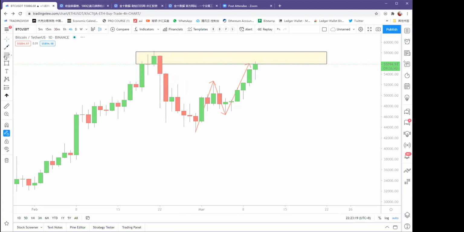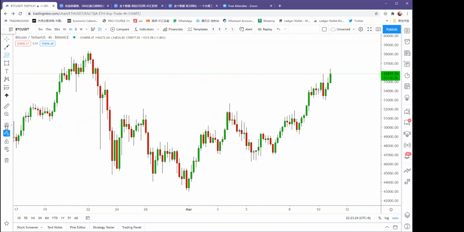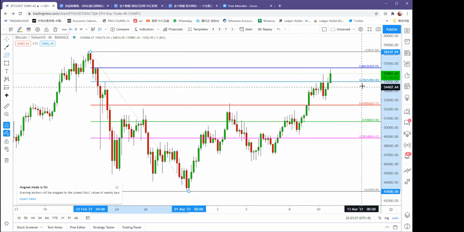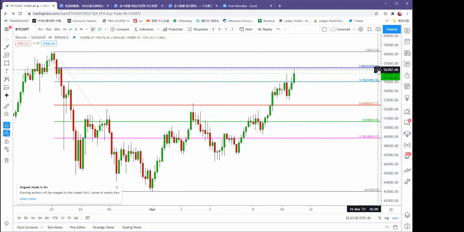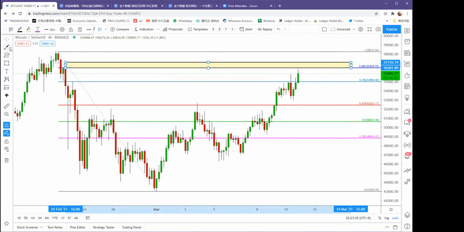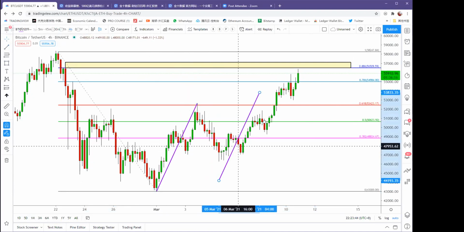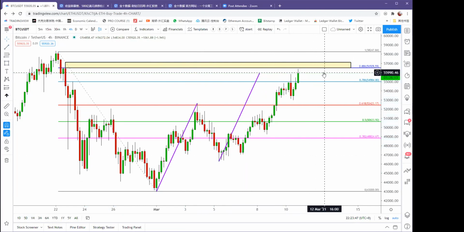And if we measure the Fibonacci level, you can find it actually already comes to the 886 place. So 56,509 could be a potential sell point of Bitcoin, because this is the ABCD level. The ABCD wave already completed. Just nicely, right? So you can close your long of Bitcoin and consider to short some Bitcoin, and it may come back to 52k or 51k.